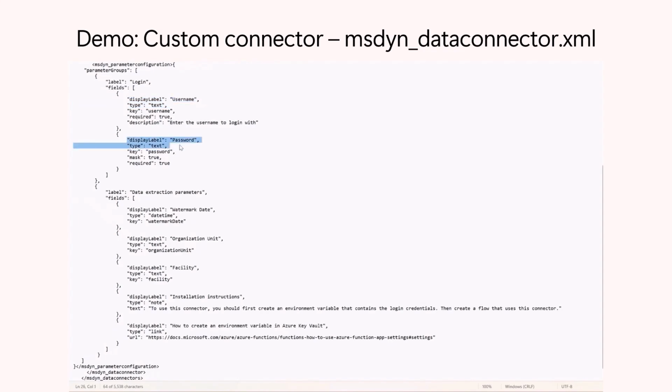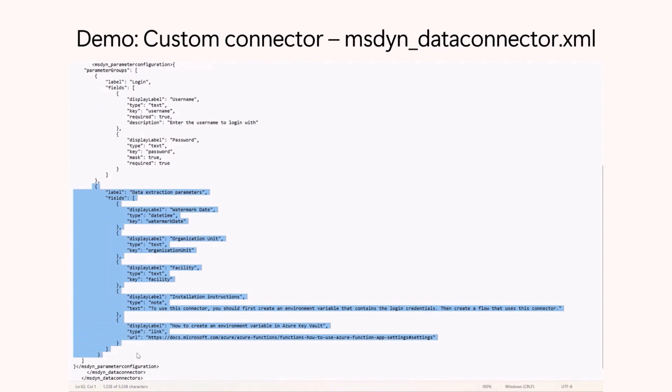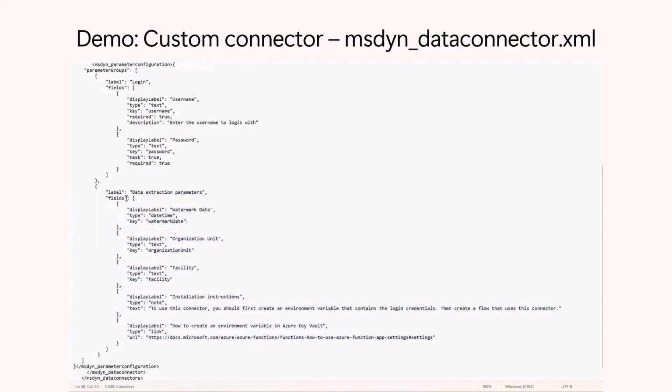The second group is the data extraction parameters. This includes a date-time field where a watermark or starting date field is stored, as well as organizational unit and facility text fields that can be used in the Power Automate flow. Additionally, you will see two fields with the type of note and link. These are treated as read-only and will display data to the user as text and a clickable link.